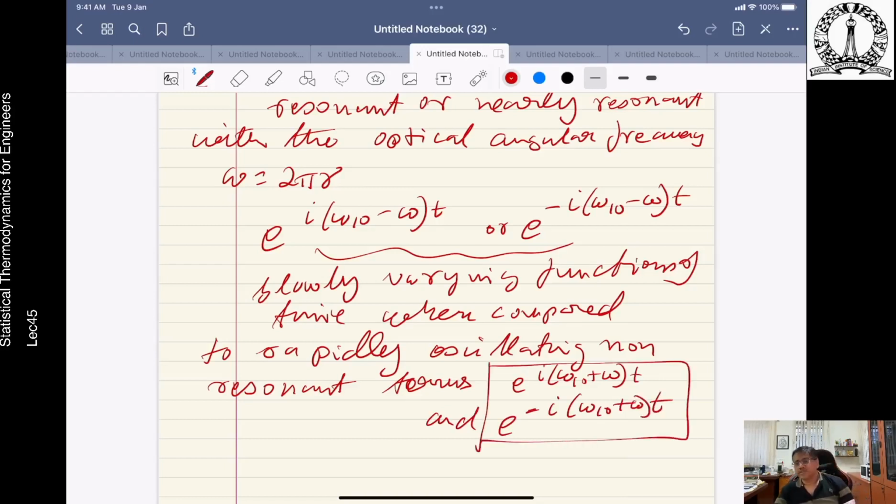So we will see in the next lecture how this approximation is used and where it leads to. We will cover this in the next class.